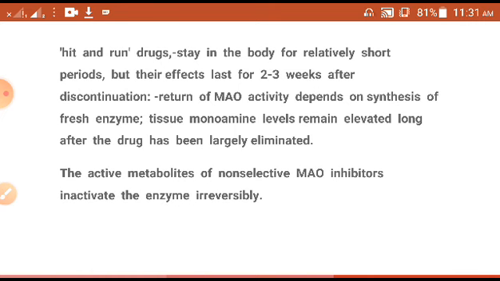But their effects last for 2 to 3 weeks after discontinuation. The return of MAO activity depends on synthesis of fresh enzyme. It means MAO activity will resume again only when new fresh enzymes are formed. Tissue monoamine level remains elevated long after the drug has been largely eliminated. The active metabolite of non-selective MAO inhibitors inactivates the enzyme irreversibly.